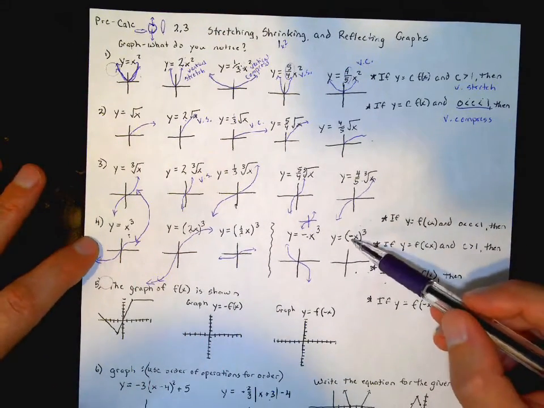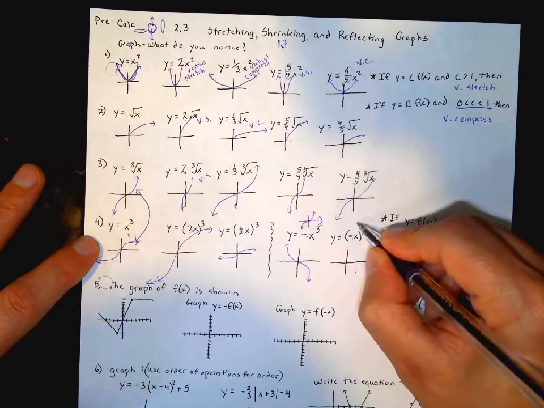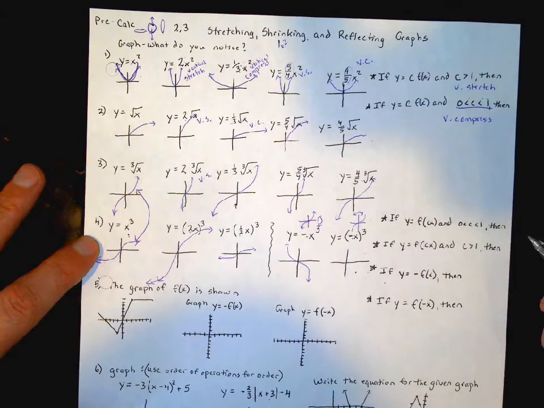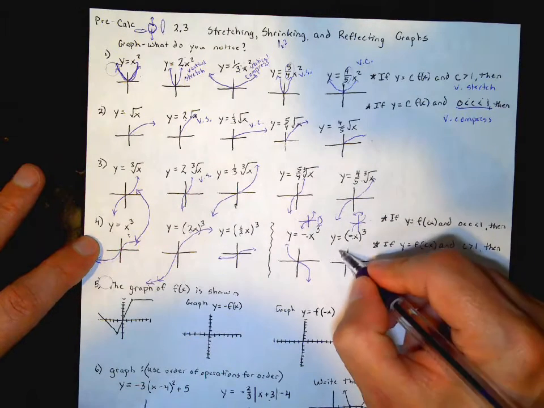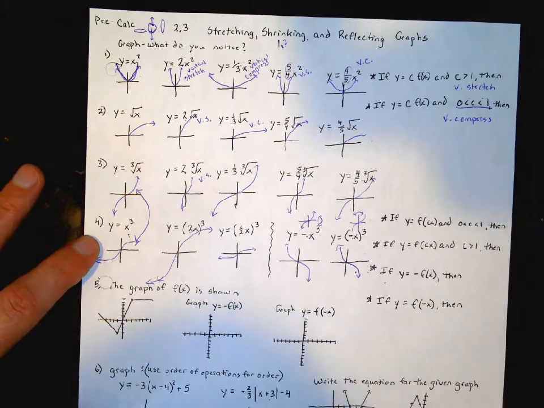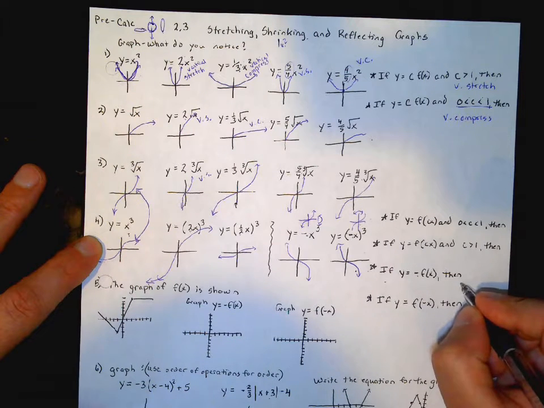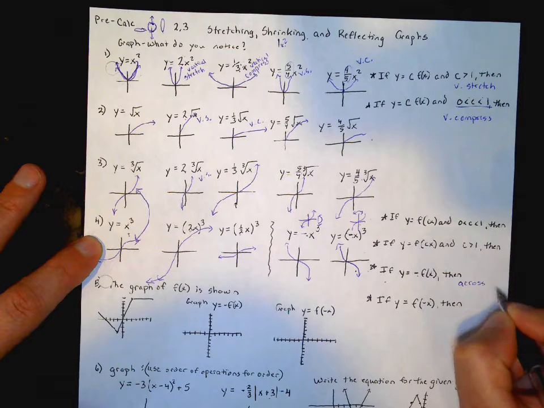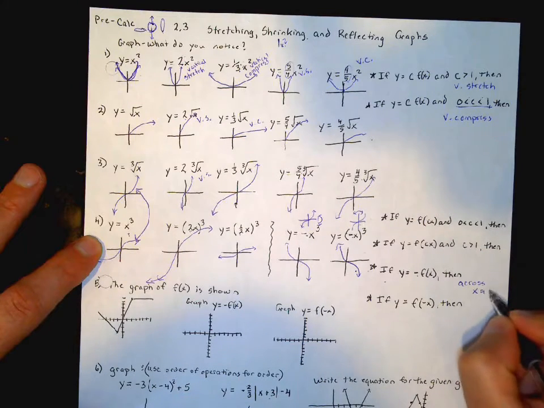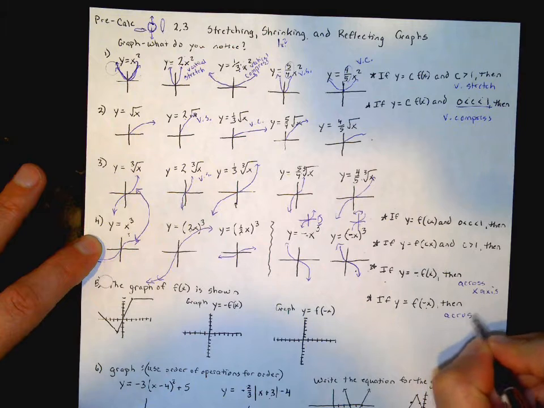Now if the negative's on the inside, that means it's going to be a reflection over the y-axis here. So this would look like this, and actually in this one it would look pretty much the same. But I wanted you to know that if it's a negative out front, it's across the x-axis, and if it's a negative on the inside, it's a reflection across the y-axis.